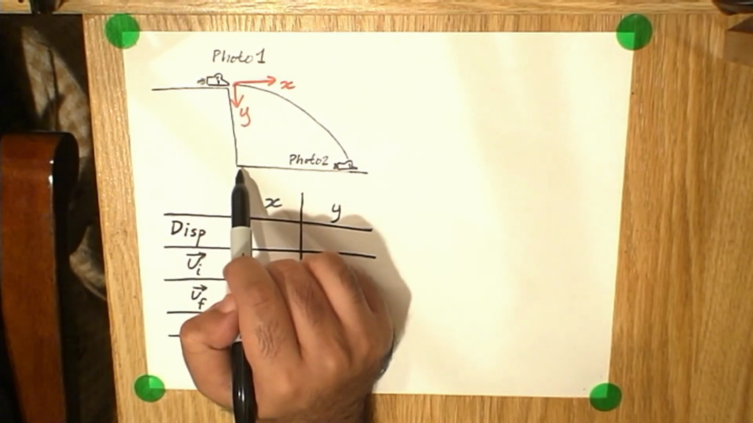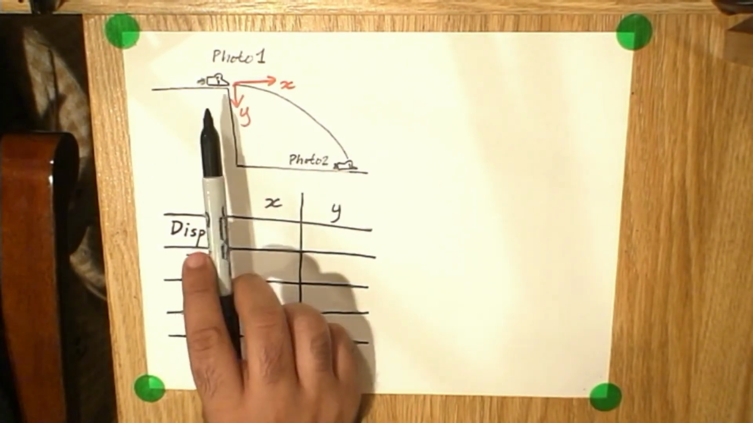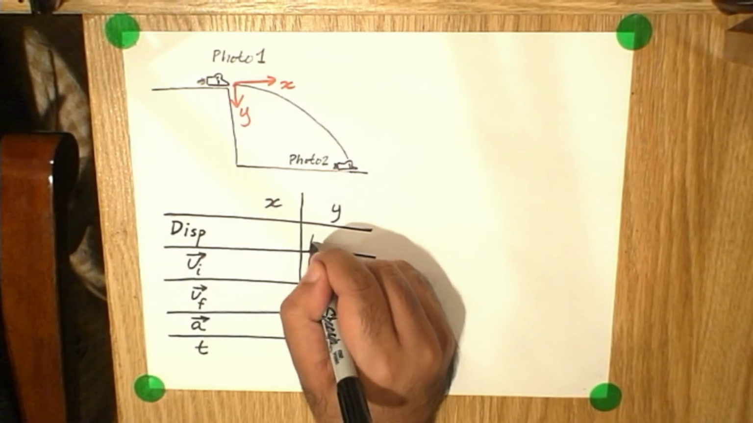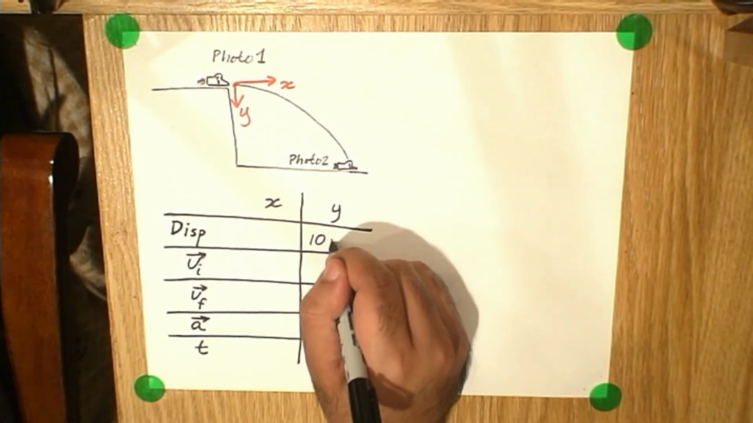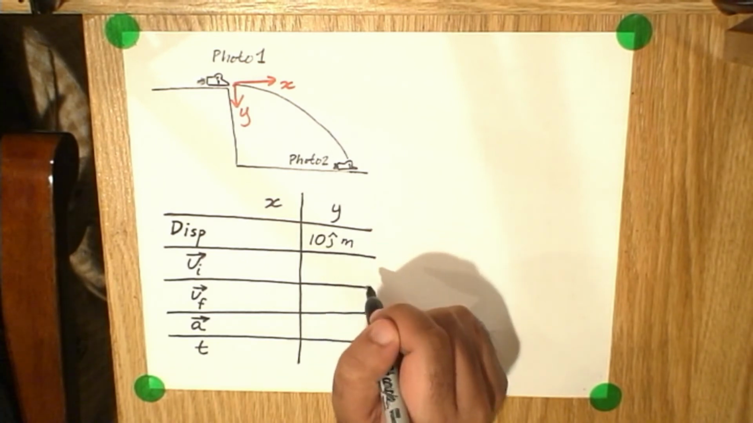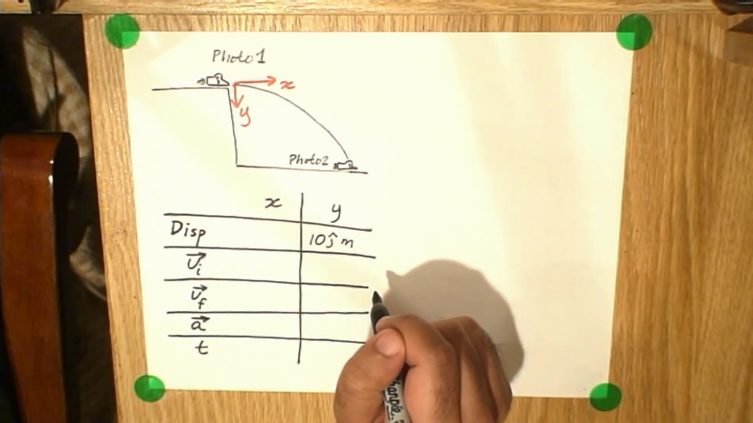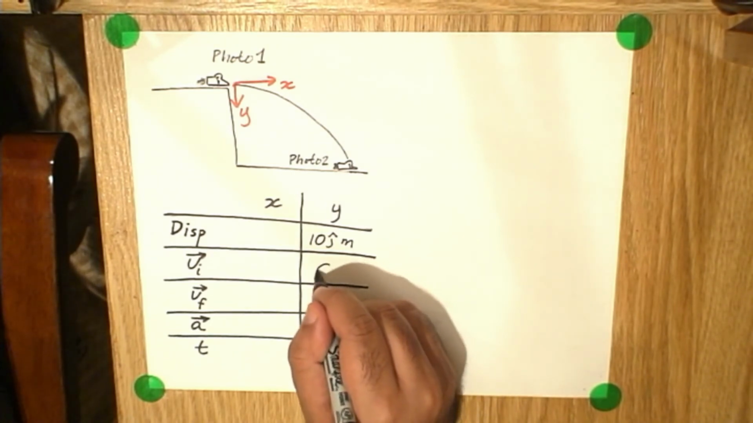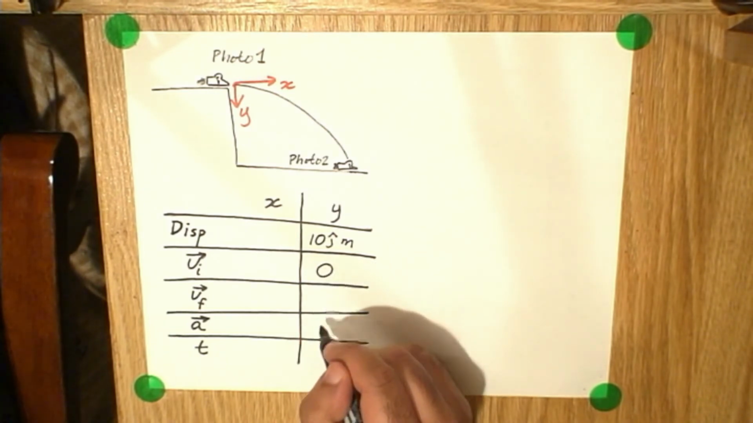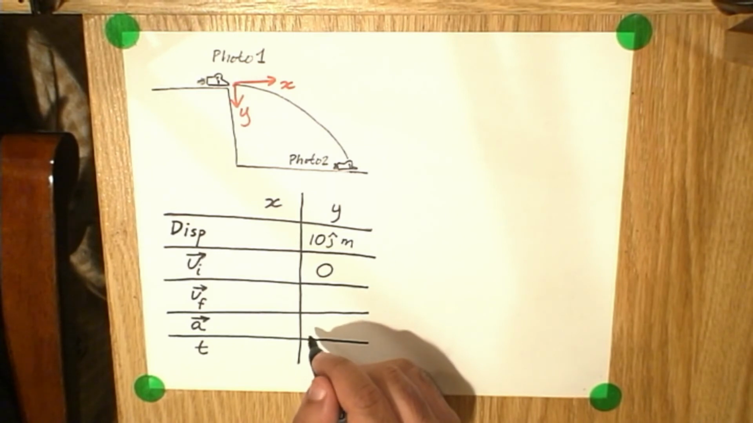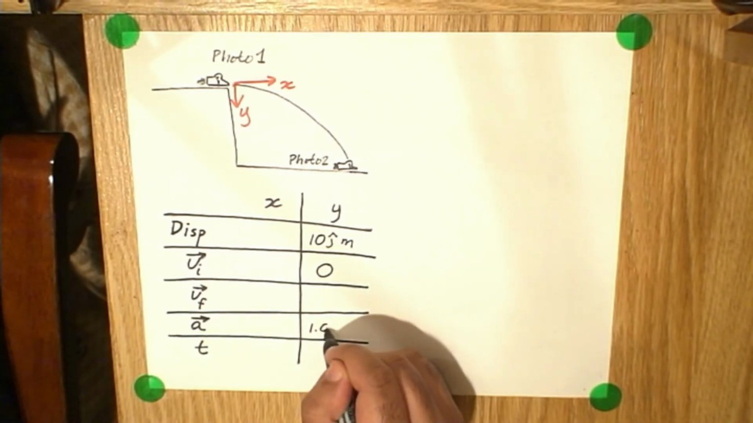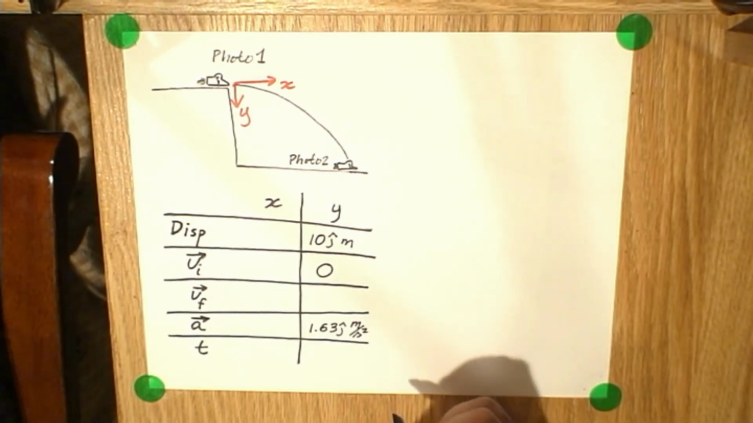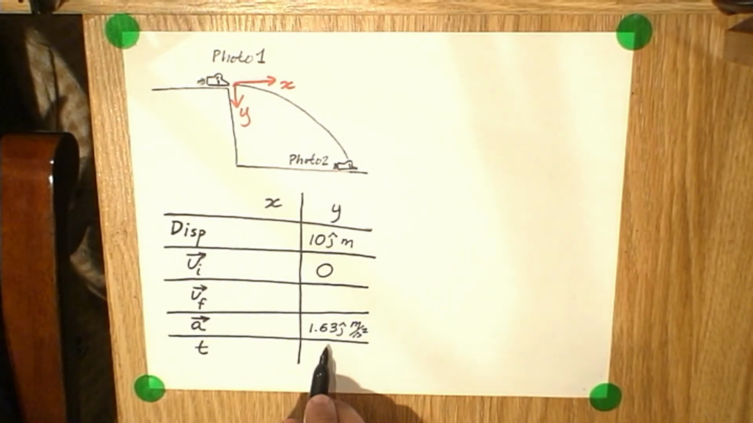The height of the cliff was 10 meters, which means that our craft is going to descend by 10 meters, which is 10 j hat meters displacement. Its initial velocity in y is 0. The final velocity we don't know, but we're on the moon, and the acceleration on the moon is 1.63 j hat meters per second squared. The time we do not know yet.